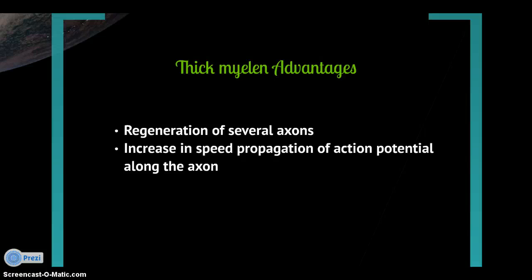Now that we know that we have two types of Schwann cells, myelinating and non-myelinating, we have to consider myelinating advantages, which are basic to regeneration of several axons and increase in speed of propagation of action potential along the axon.